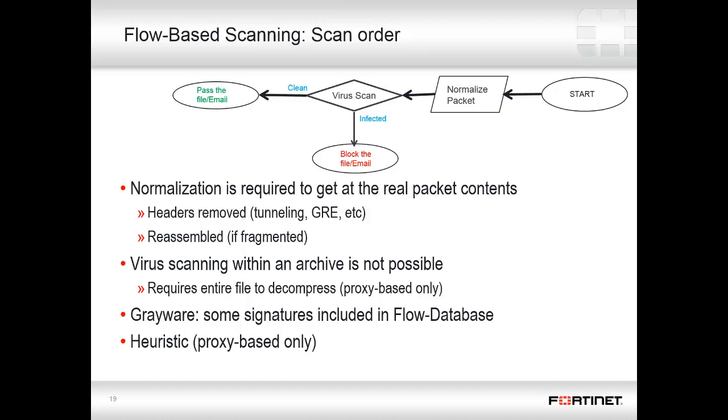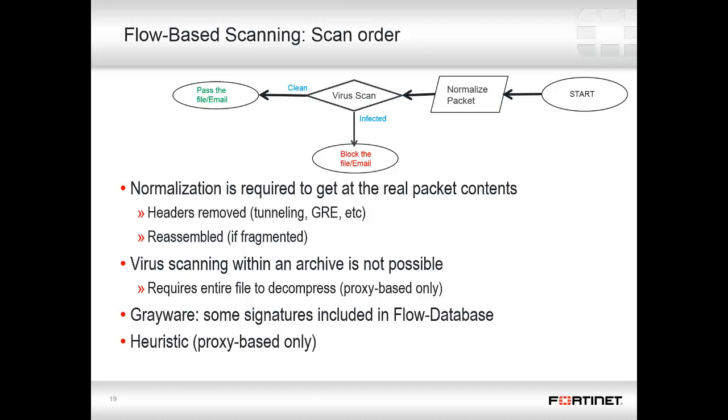Looking at flow-based virus scanning compared to proxy-based, the order of operations is much less exciting. The packet is normalized and scanned for viruses. Then, it is passed or not based on if there was a detection. The packet needs to be normalized in order to get at the real contents. The FortiGate will remove any tunneling or headers that it finds and reassemble the packet if it's fragmented.